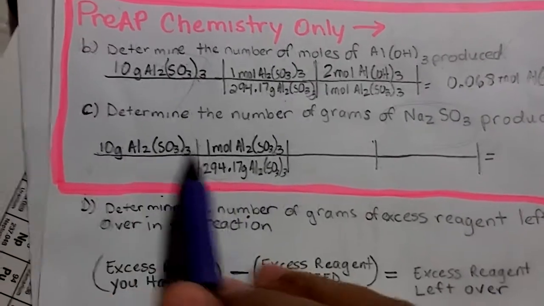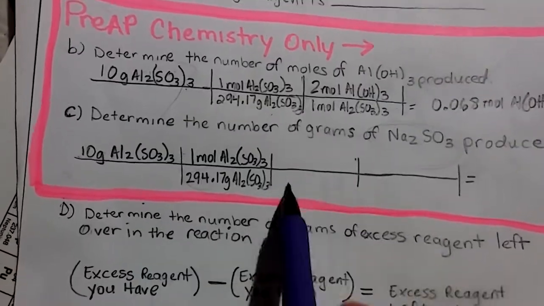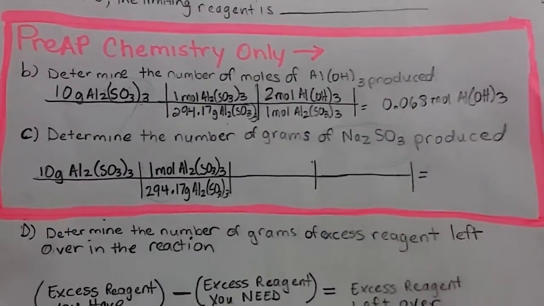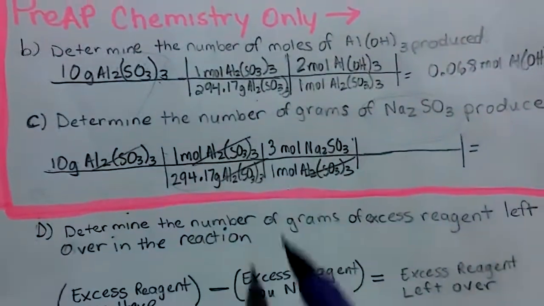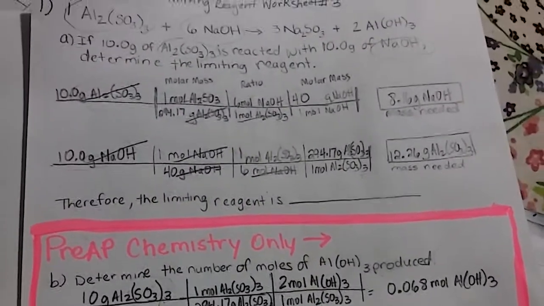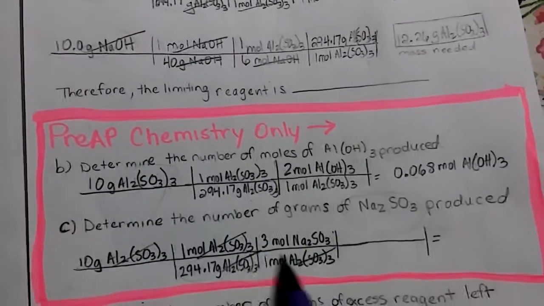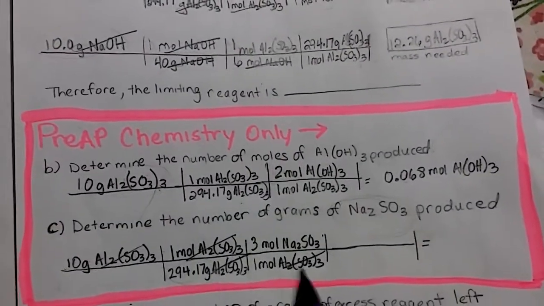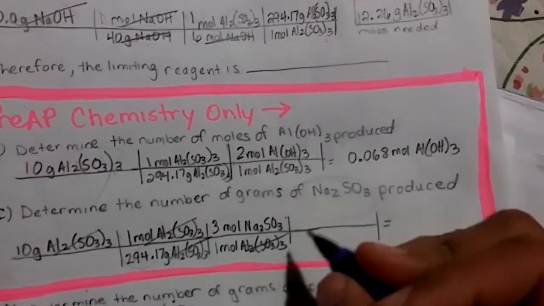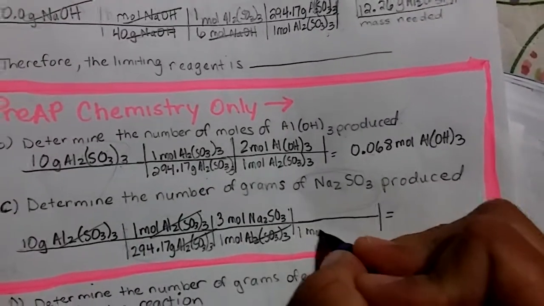And remember, this has to match diagonally as well, and we're using the coefficients from the equation. Okay, so this is what we have as our ratio step. Remember, 3 moles of Na2SO3 because that's a coefficient. And remember that this is on the bottom because that cancels. So now we're going to bring this to the bottom, but because this is a molar mass step, remember molar masses are always with 1 mole, and you're going to have 1 mole of Na2SO3.